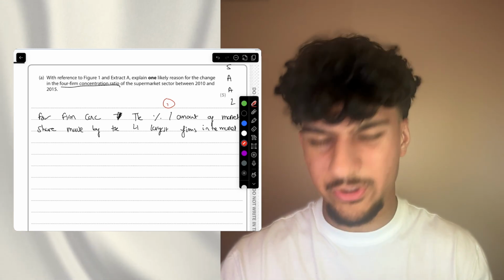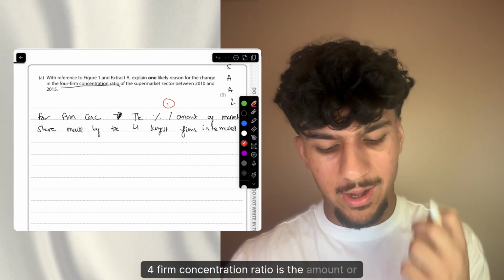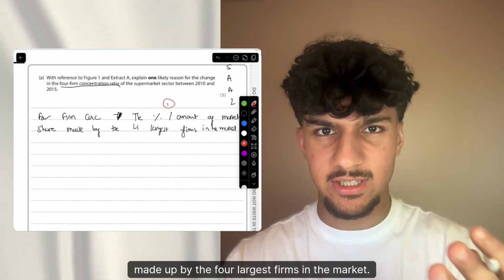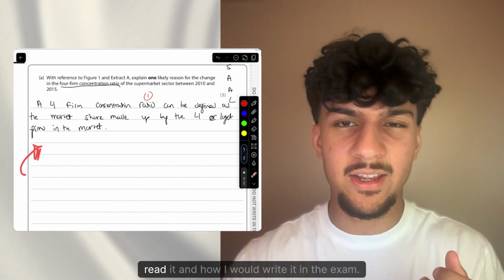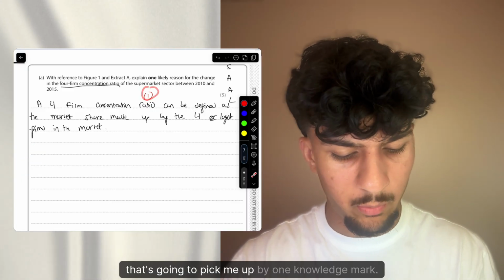Sorry, my handwriting's a bit terrible, but the 4-firm concentration ratio is the amount or percentage of market share made up by the 4 largest firms in the market. So I've just neatened that up so you can actually read it, and that's how I would write it in the exam. So that is my definition. Like I said, that's going to pick me up my 1 knowledge mark.